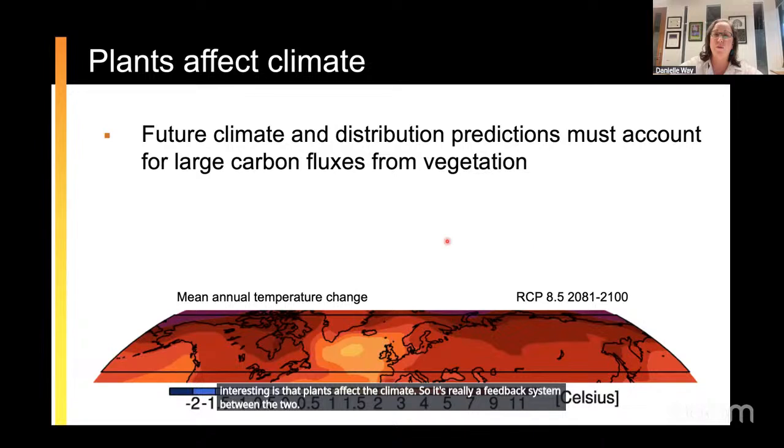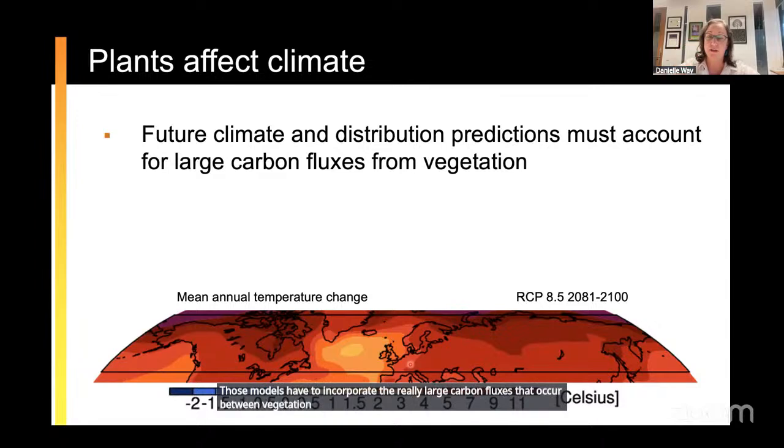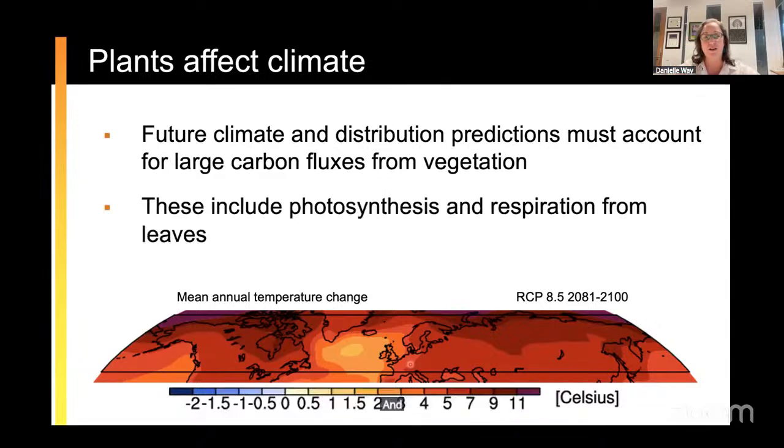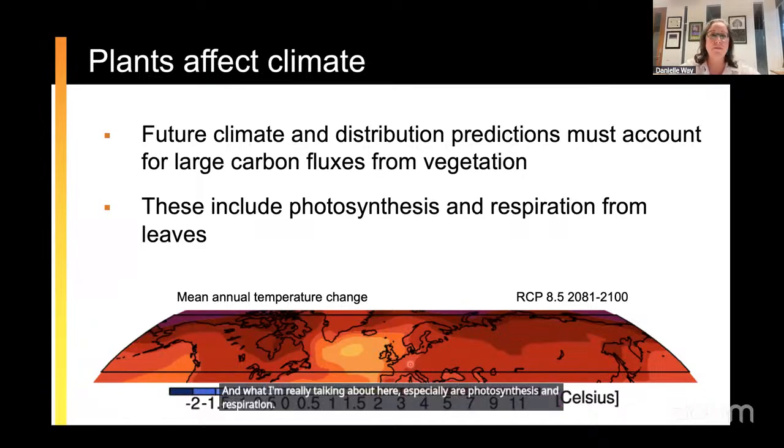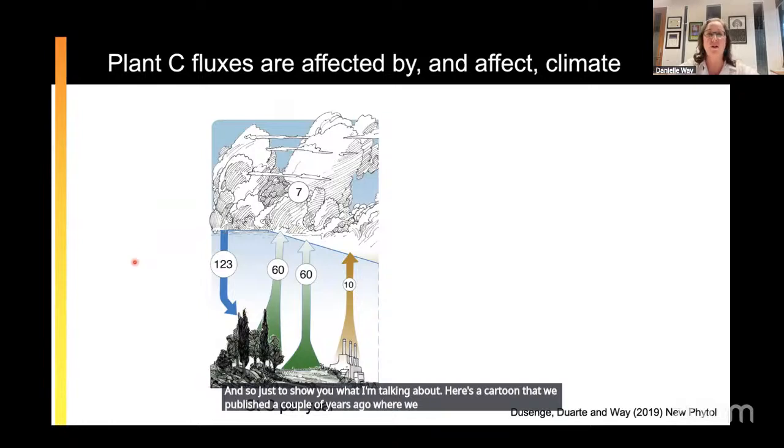And so when we look at these sorts of figures coming from global models, those models have to incorporate the really large carbon fluxes that occur between vegetation and the atmosphere. And what I'm really talking about here, especially, are photosynthesis and respiration. Just to show you what I'm talking about, here's a cartoon that we published a couple of years ago where we're just looking at the terrestrial carbon cycle for the globe. So a very simplified version here.